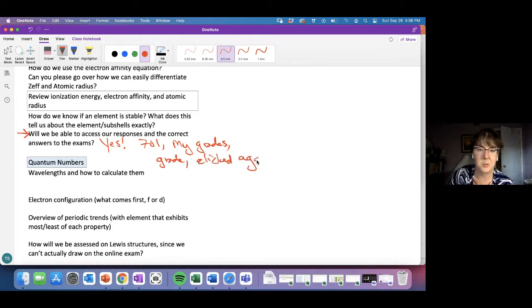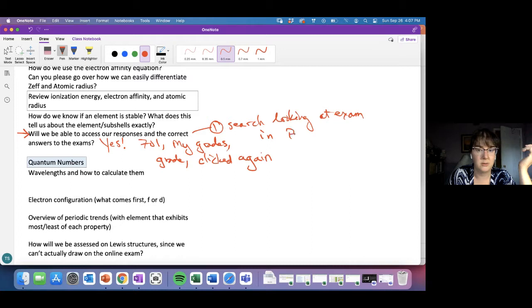Here's the awkward part and why I'm not showing you: I don't have a student account, so I cannot actually show you how this one works. If you're having problems accessing your grades from the first exam, you have a couple of options. One is to do an internet search looking at exams in Blackboard.